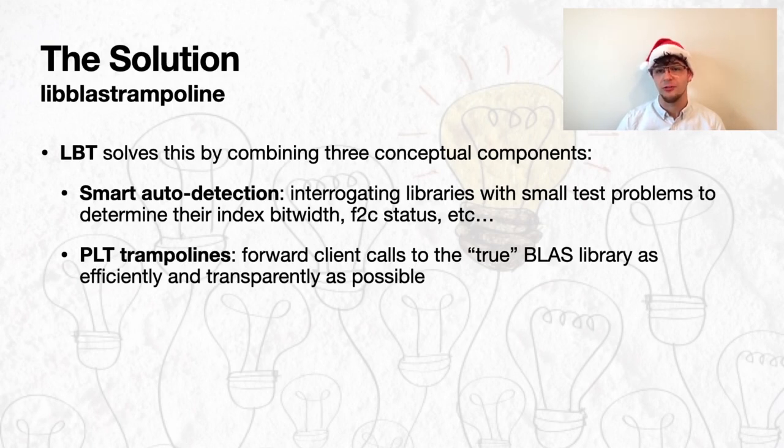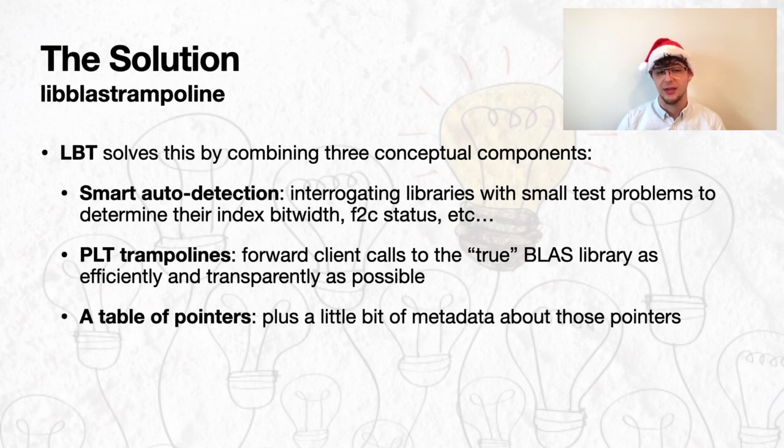So when you call a function that has been exported from another library, you don't know that address at compile time. And so at runtime, it sets a variable just like the one that we have here and performs a jump like that, just like we have in our trampolines. Finally, we are going to maintain a table of pointers plus a little bit of metadata about those pointers to allow layering of multiple libraries.